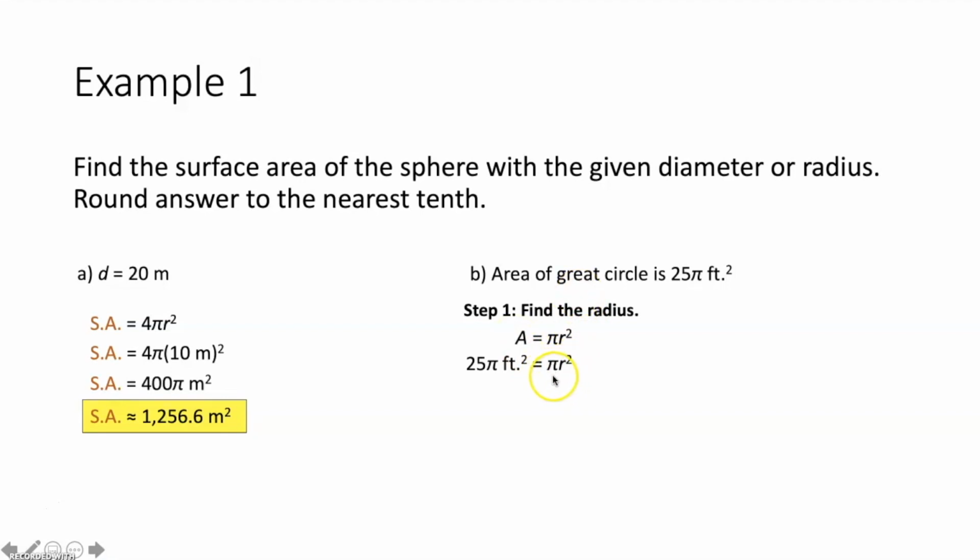So to solve this for r, I'm going to divide both sides by pi. I'm then going to square root both sides to get the r all by itself. And remember, anytime you square root a variable squared, on the other side you need to put plus or minus. Now, on this side of the equation, the square root and the square just cancel each other out.